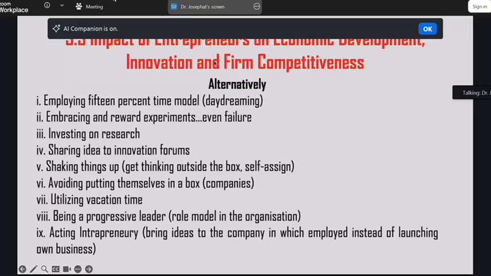Asante. Mwingine mwenye swali tafadhali? Anyone with a question, guys?